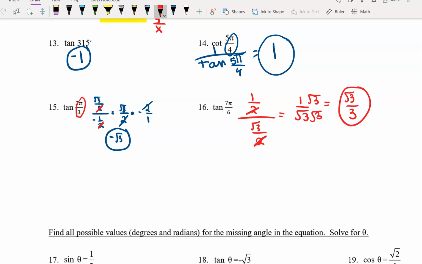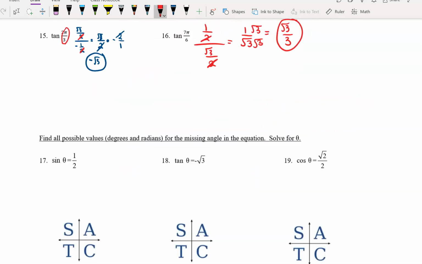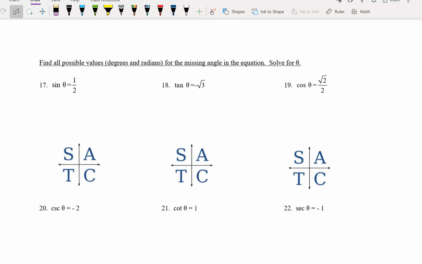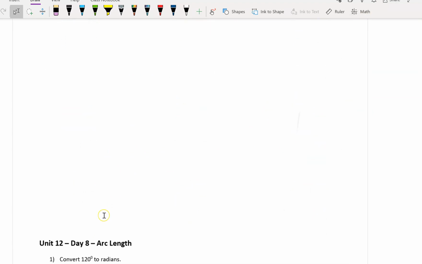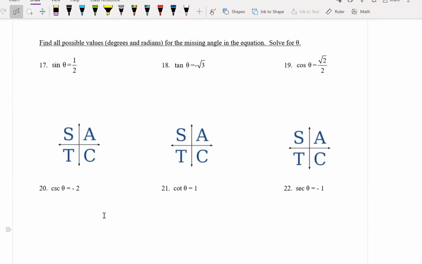And if you think about it, that was in the third quadrant. A smart trig class tangent should be positive in that third quadrant. So we're good. All right, we're almost done. One more little section and then we are done with this unit. Now what we're doing is finding all the possible values in degrees and radians for the missing angle in each equation, which basically means we're solving for what theta could be.